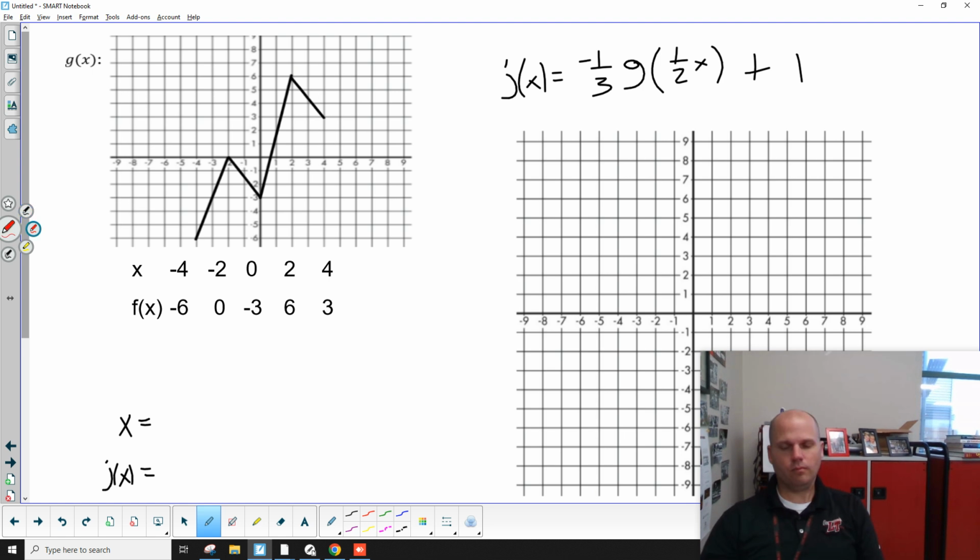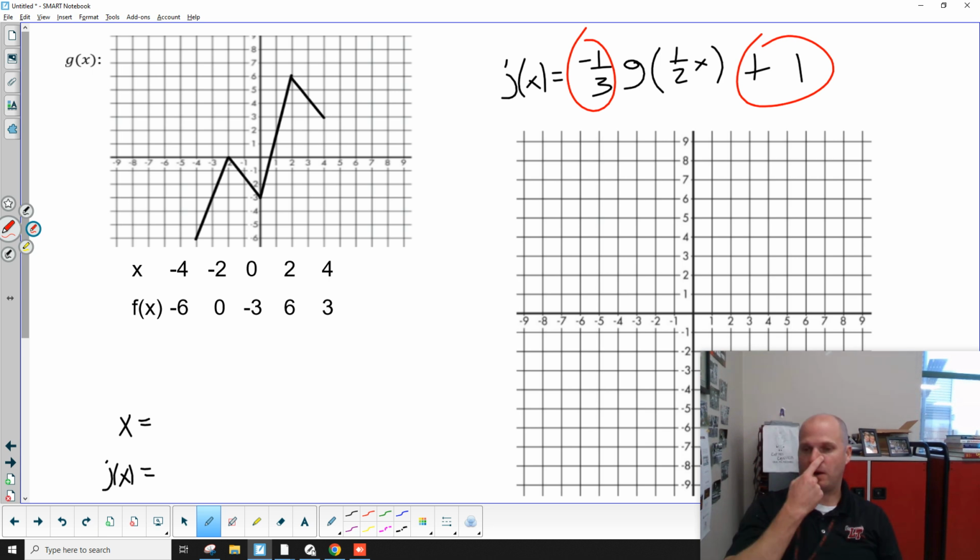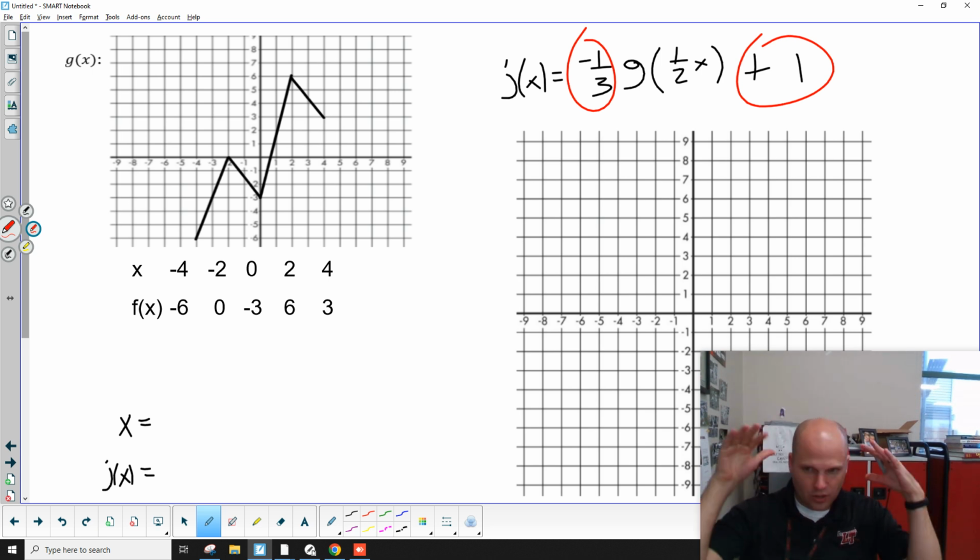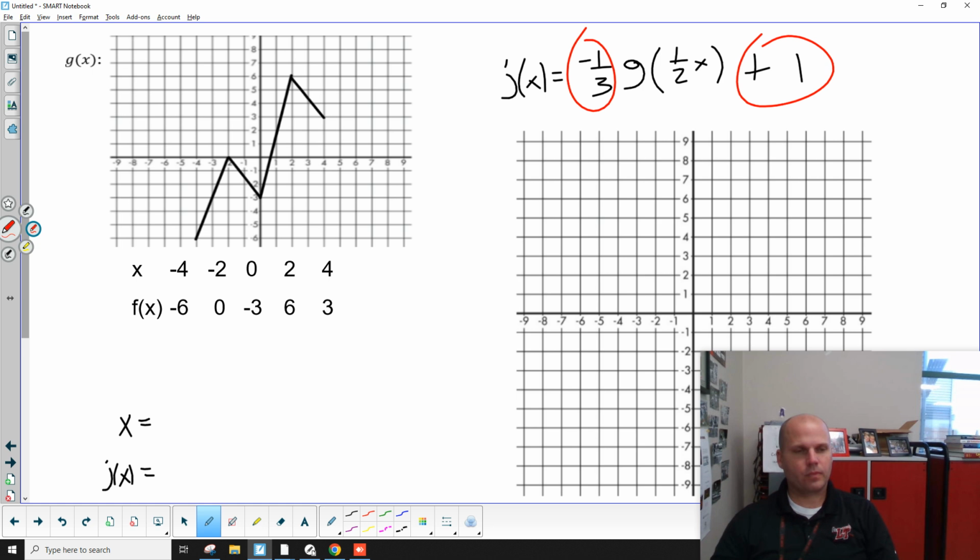Okay. Now, first things first. What do we got? Boom. Outside affecting my y's. Y's go in the normal order in which you see them. Pretend like the inside of the G is not happening. You'd get your G values, multiply them by -1/3, and then add 1 to them in that order.